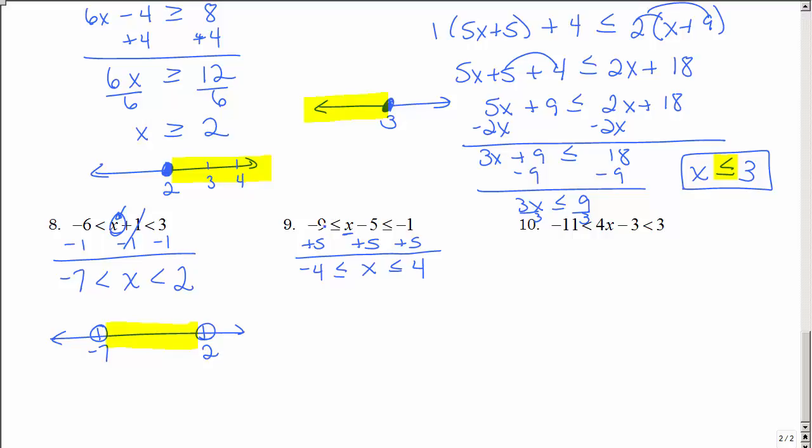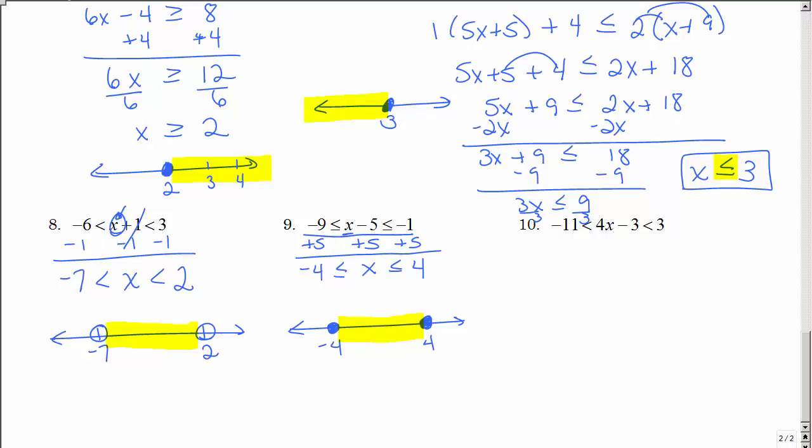Right, I'm just checking my work. Negative 9 plus 5 is negative 4. Negative 1 plus 5 is positive 4. All right, so x is between negative 4 and positive 4. It had those equal to parts, so I fill that in, and x is sitting between there. So any of those numbers would make that a true statement.